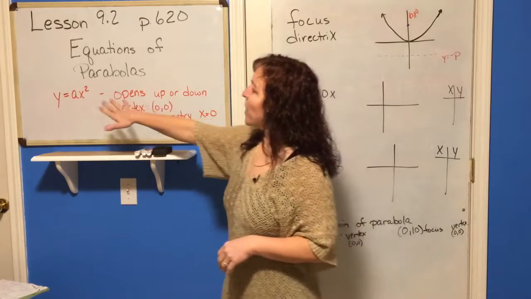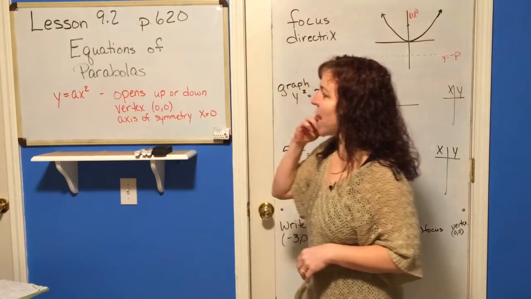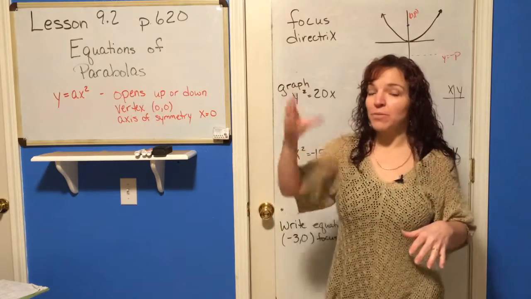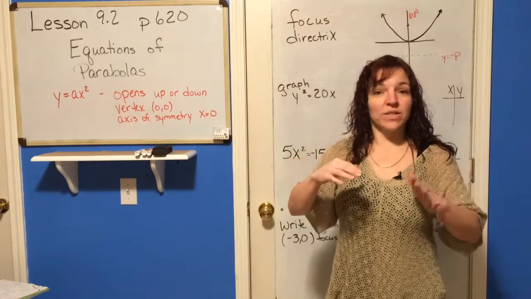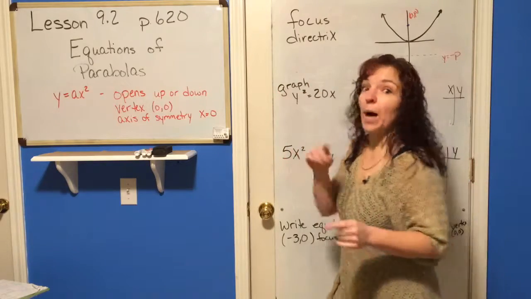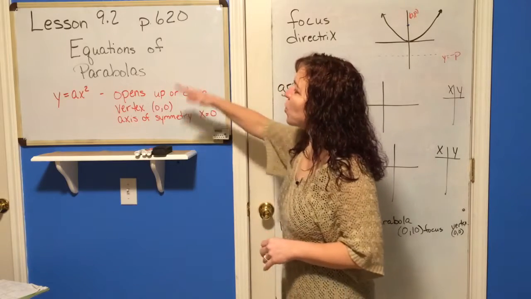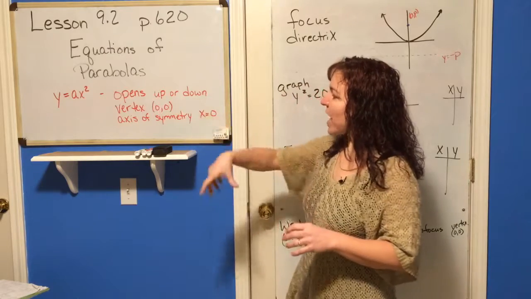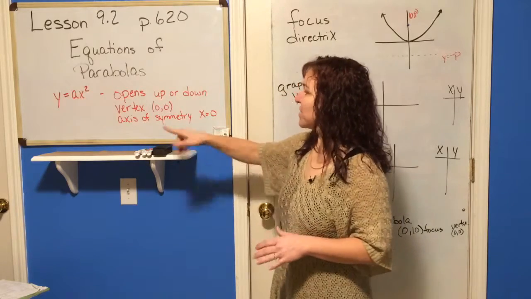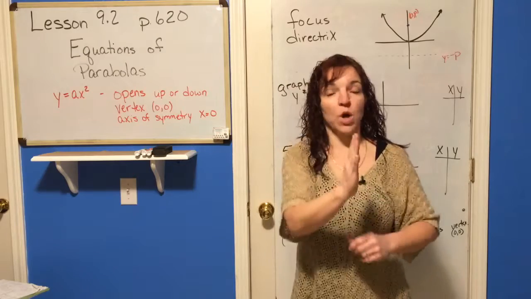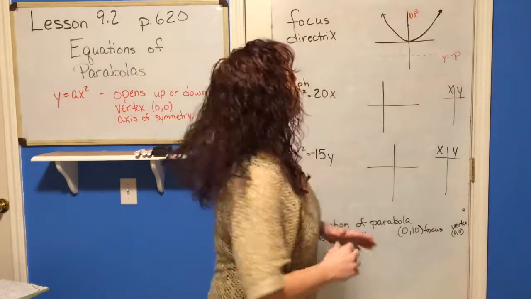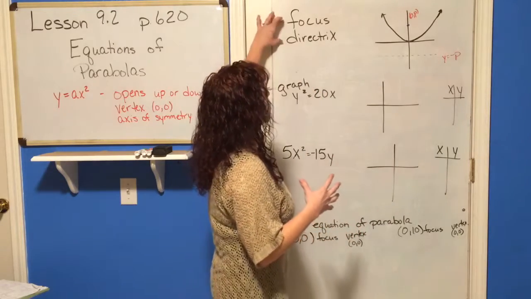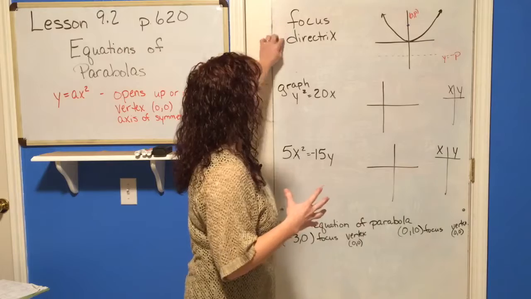If you'll remember, what we had before was y equals a times x squared, and this was only a parabola that opened up or down because if you turned it to the side, it wasn't a function, and we've only been dealing with functions up until now. So what we had before is that y equals ax squared opened up or down with a vertex of 0, 0, and the axis of symmetry was at x equals 0, and it was always a vertical line. Now, what we're going to do is we're going to look at two more terms, focus and directrix.